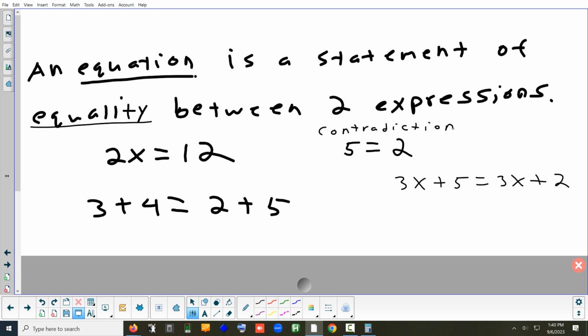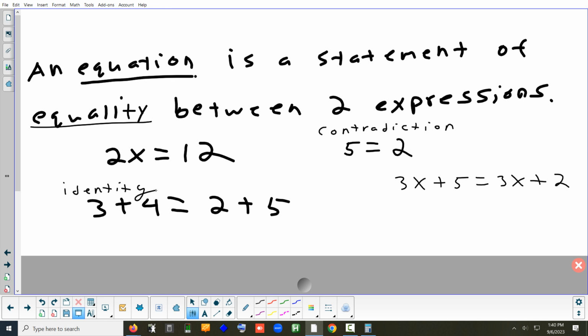How about this one in the lower left? 3 plus 4 equals 2 plus 5. It's true. You could end up with something like that, very similar to this other one. Except when all your variables cancel, you end up with the same number on both sides. That kind of equation is called an identity. An identity is a type of equation that is always true. So we got always true, we got never true.